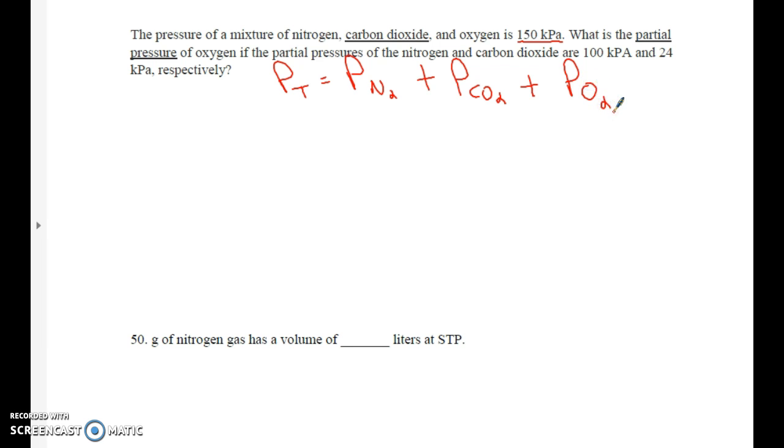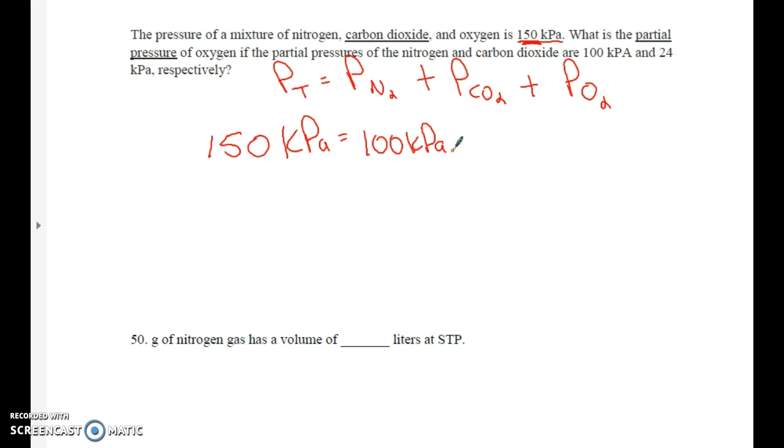We know the total pressure. That's 150, and I'm leaving out the decimal point, kilopascals, because no decimal points are shown here. So just pay attention to that. It's not going to make a huge difference in this problem, because all we're going to be doing is adding or subtracting. But if you were multiplying or dividing, that would change the number of significant digits. All right, the partial pressure of nitrogen is given as 100 kilopascals.